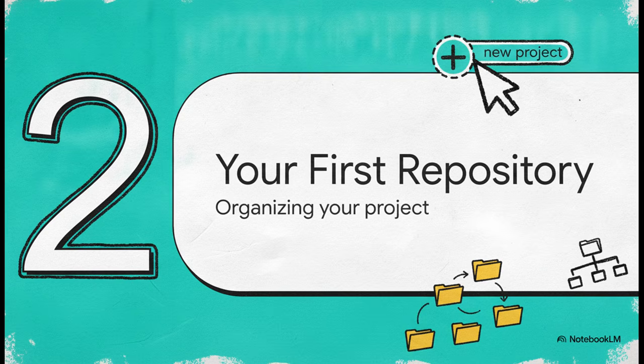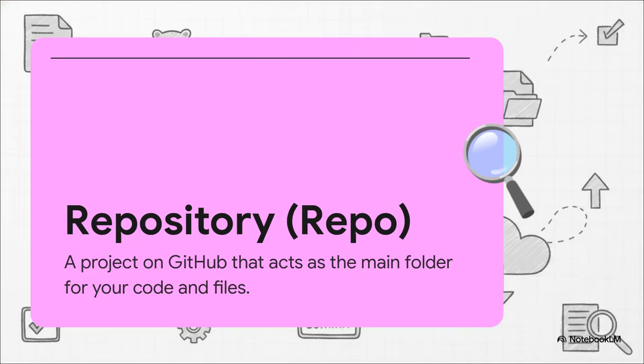So once you're hanging out on that main dashboard, all you've got to do is look up to the top right of your screen and click that little plus sign icon. That's going to let us create our very first project. Now, let's quickly demystify some of the jargon you're going to bump into right away. On GitHub, a project is called a repository, or you'll usually hear it called a repo for short.